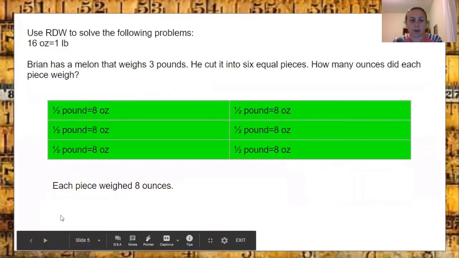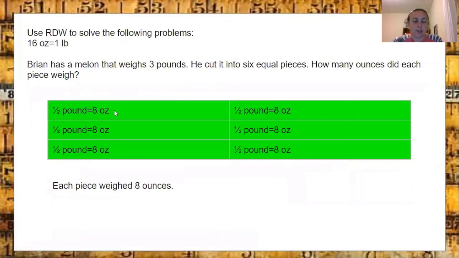All right, our next problem, and for this one, instead of a picture I drew, I guess it's the melon, here it is, it's green, and it's more of a rectangle than an actual melon looking picture. The melon weighs 3 pounds, so here's 1, 2, 3 pounds, and it was cut into 6 slices, so each slice is half a pound. And how many ounces? So I know that half of 16 is 8, so each slice weighs 8 ounces.